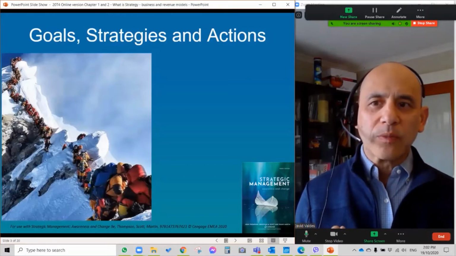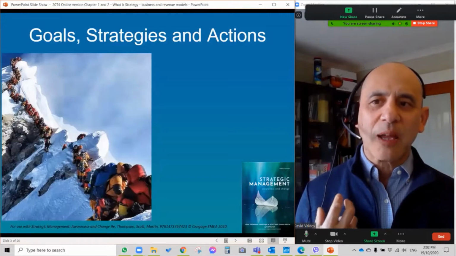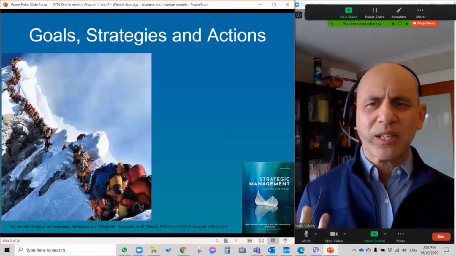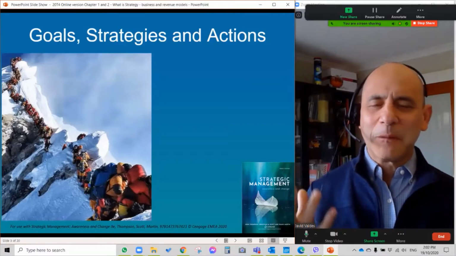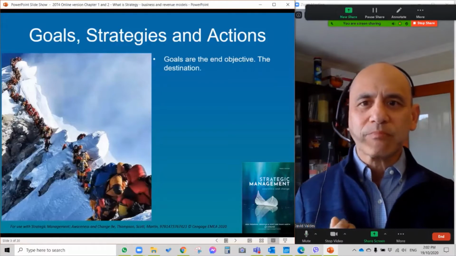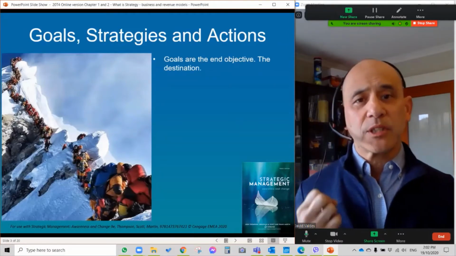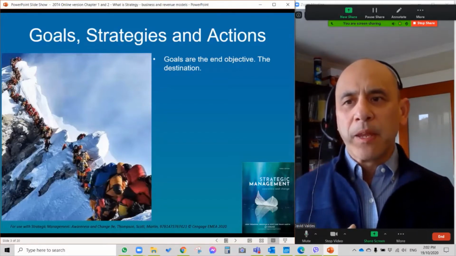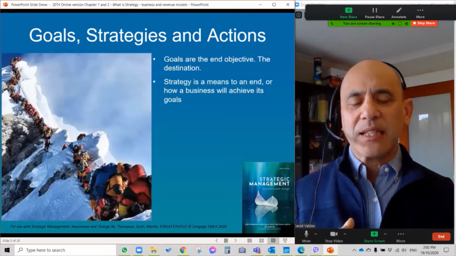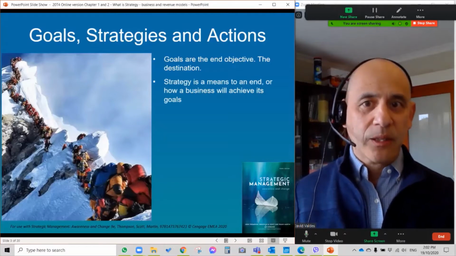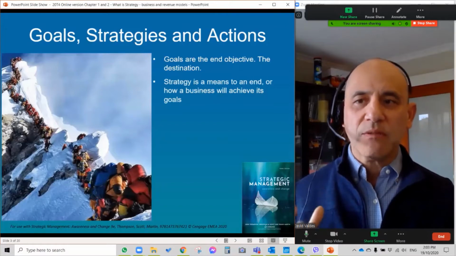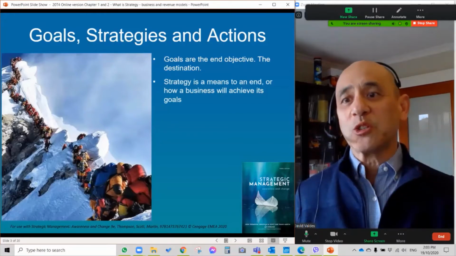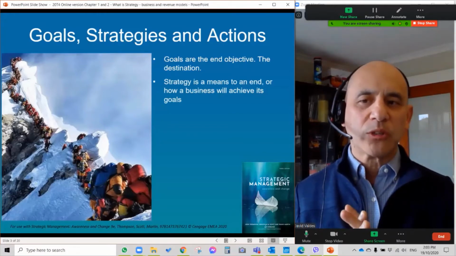So a goal in the context of Mount Everest, if you're a climber, is to climb this highest mountain, which is roughly 29,000 feet above sea level. So the goals are the end objective. This is what we want to accomplish, and it's the destination where we want to reach. And strategy is the means to an end, or how a business will achieve its goals. So in the context of Mount Everest, it's how are you going to reach this peak? What pathway are you going to take?